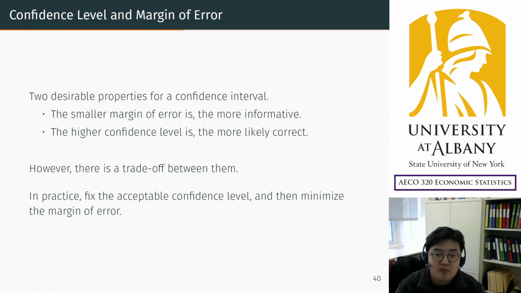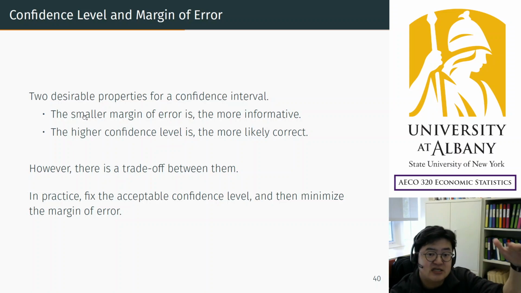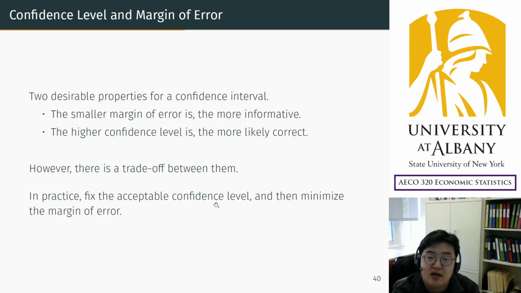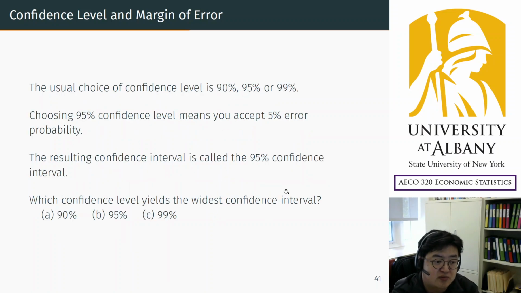So we have to balance this trade-off. How can we do that? Our idea is to fix one of these two and optimize the other. Usually in practice, we are going to fix the confidence level first and then minimize the margin of error as long as the confidence level is satisfied. So that is what we usually do in practice.